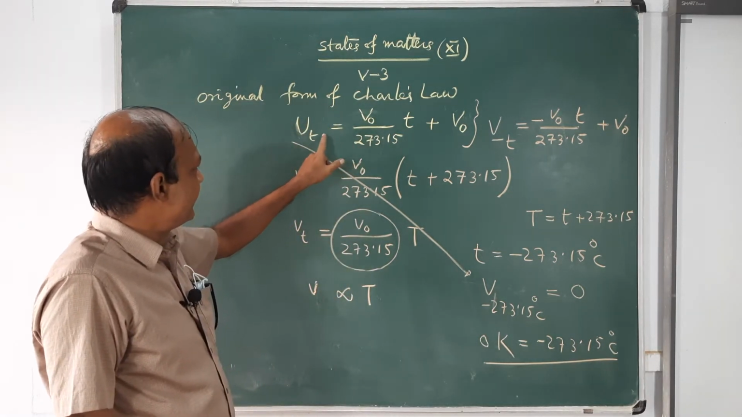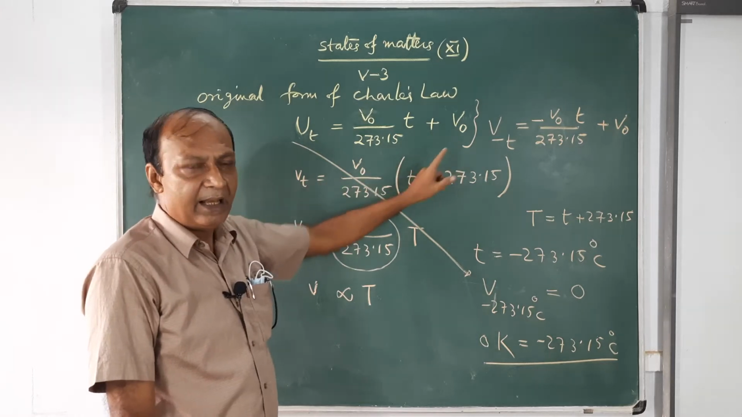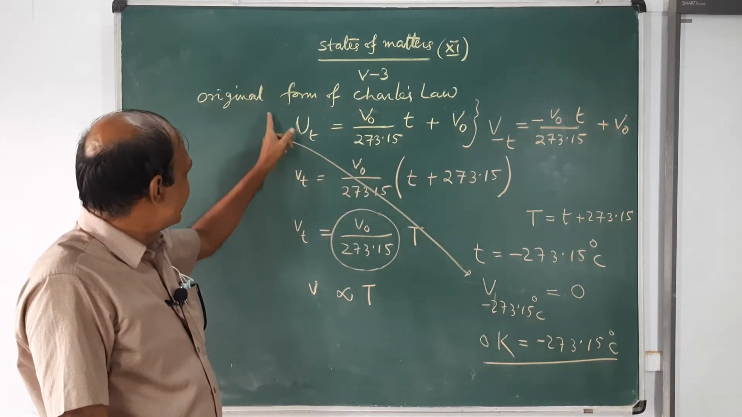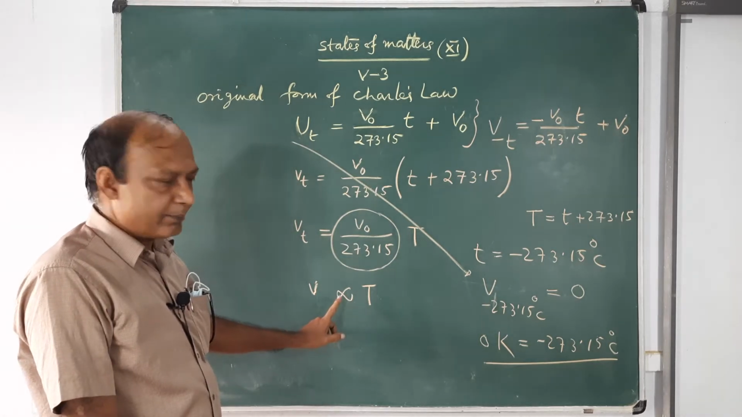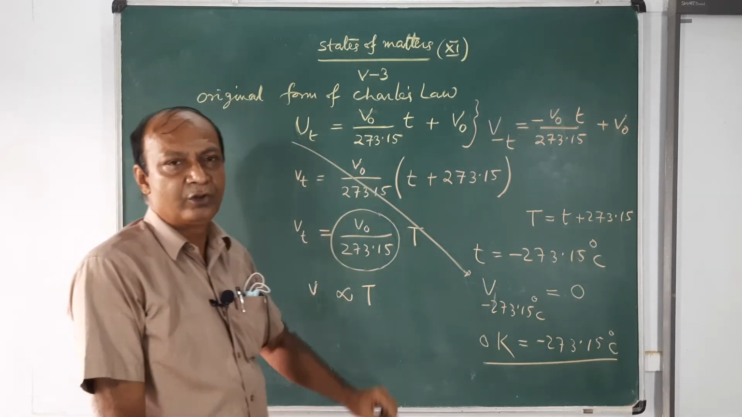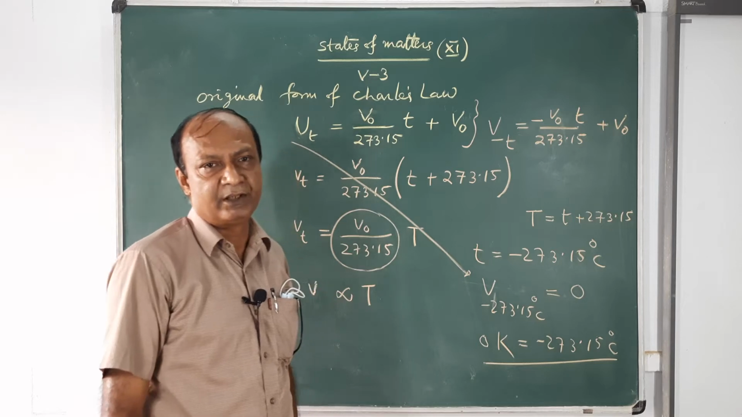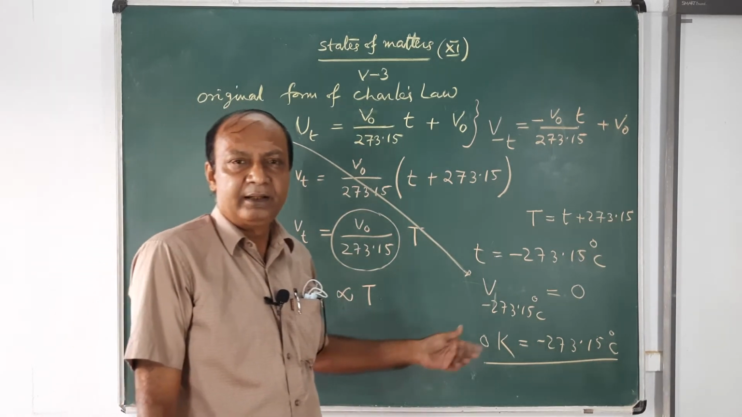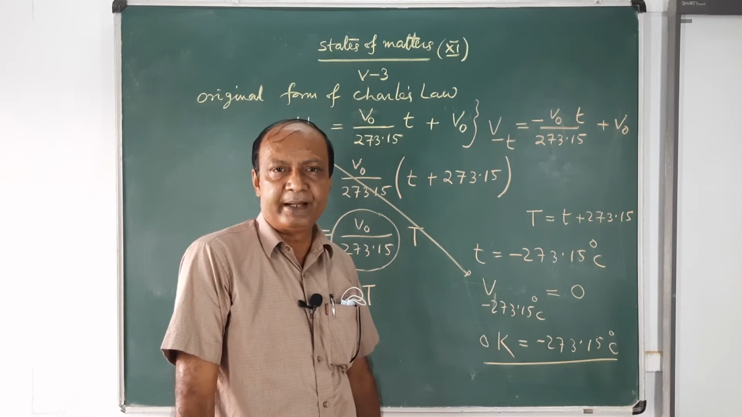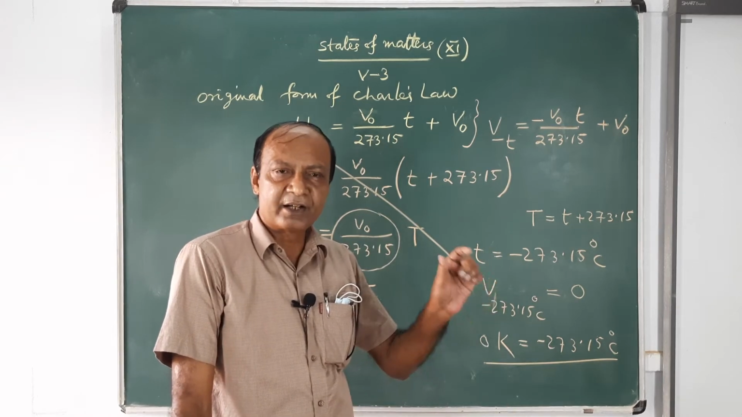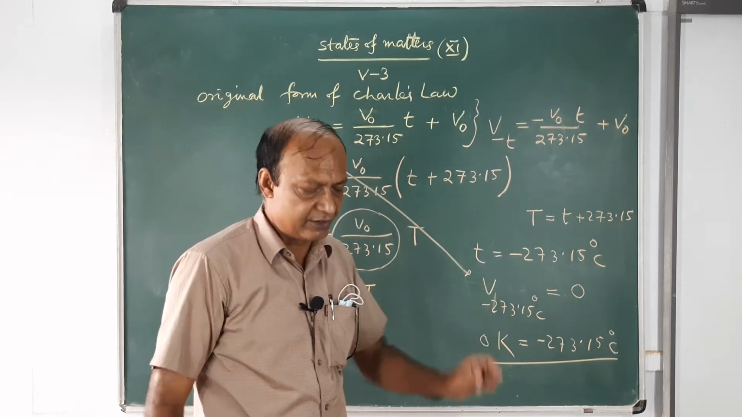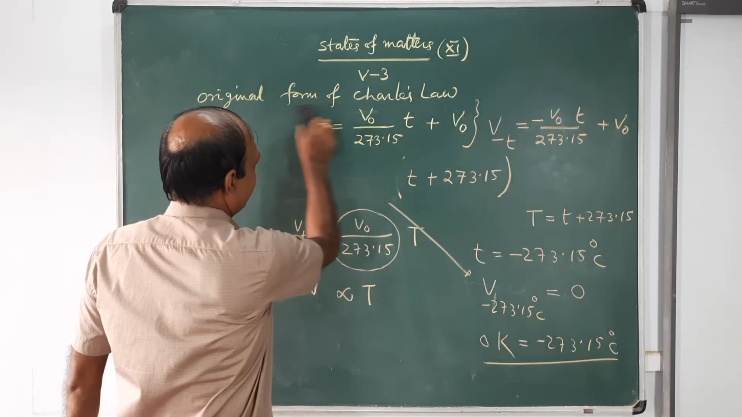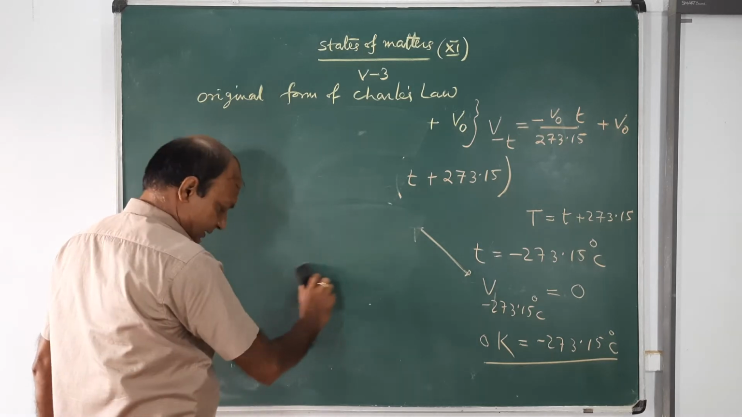From the original statement we have derived this relation, and this is the alternative statement of Charles' law. You can state Charles' law alternatively: the volume of a given amount of gas under constant pressure is directly proportional to its Kelvin temperature. This is the alternative statement of Charles' law. Now, see the graphical representation of Charles' law.